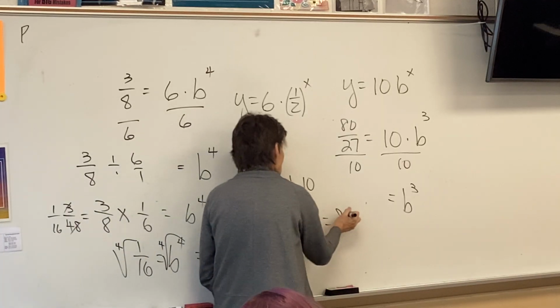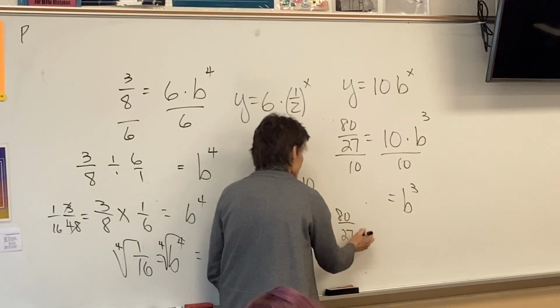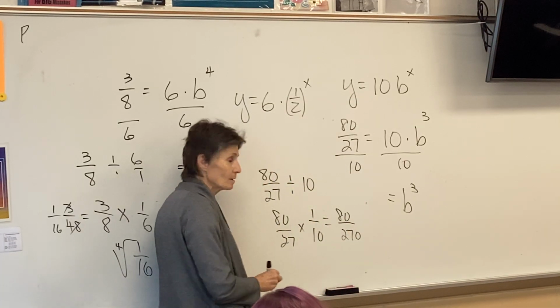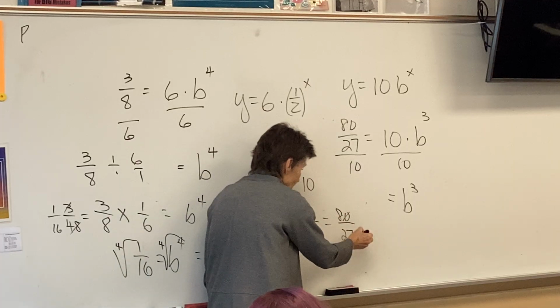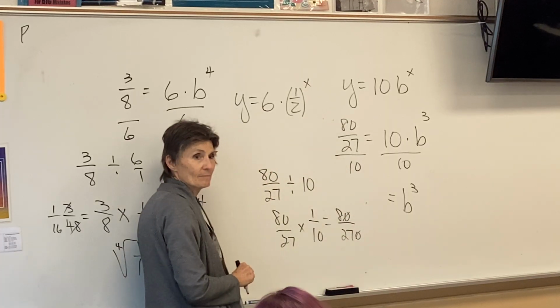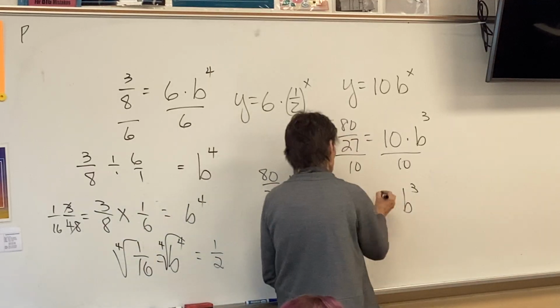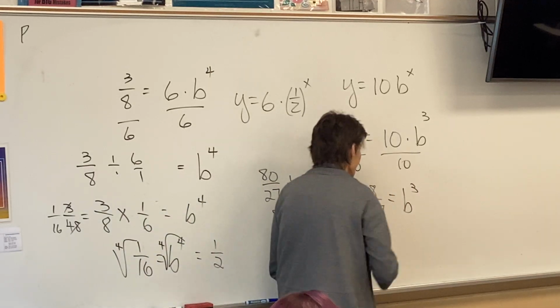Which is 80 over 270. What about these guys right here? Can I cancel out a 10? So I have b cubed equals 8/27.